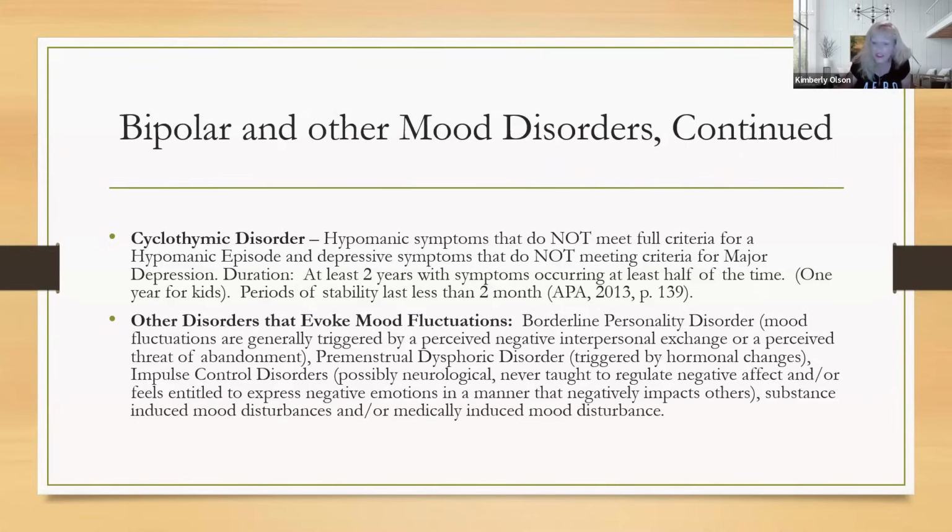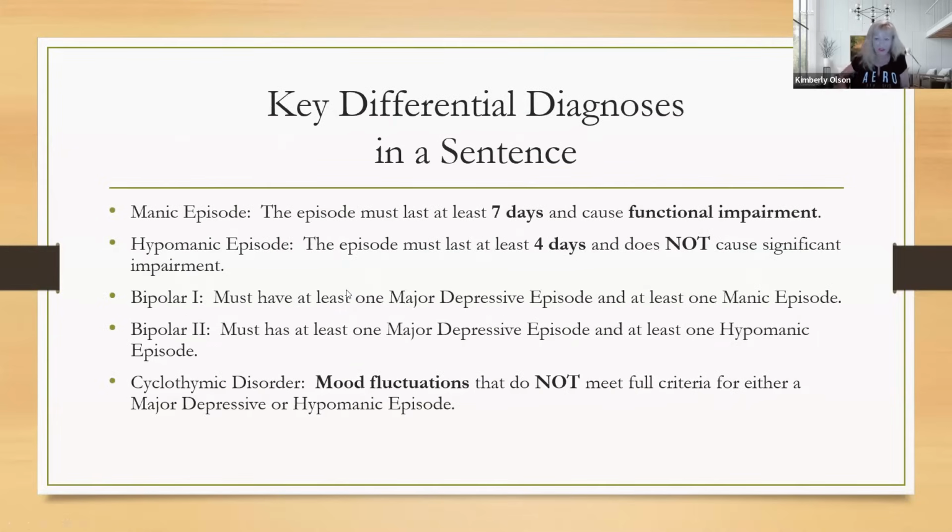So how do we do differential diagnoses with these? Okay, for the big guns, first of all, a manic episode is at least 7 days and causes functional impairment. So you're in there taking that exam where they're asking you about diagnoses. If that person hasn't had that manic episode for at least 7 days and it doesn't cause functional impairment, you're not looking at mania. For hypomania, at least 4 days, and it does not cause significant impairment. That's the hypomanic episode. Again, they can experience impairment during the depressive episode.